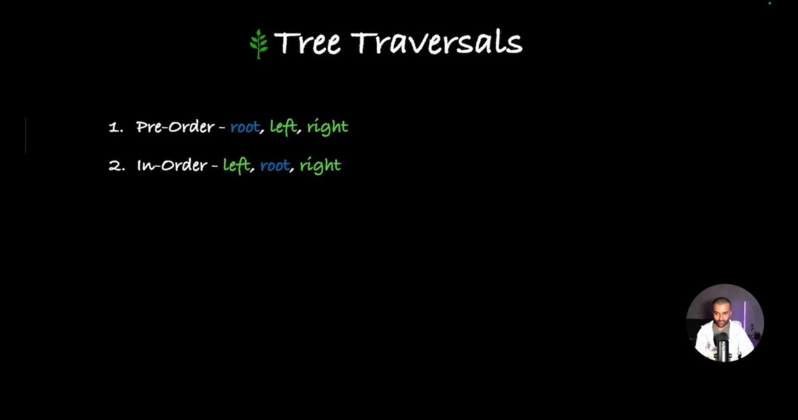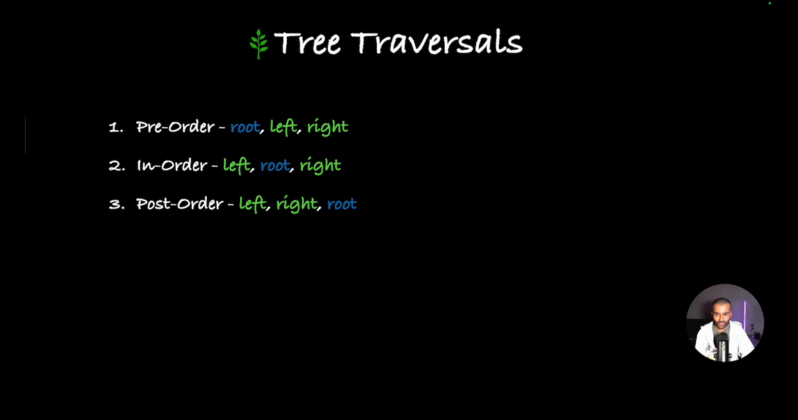So let's get started. First, we have preorder traversal. This is when the root comes first and then left and then right. And second, we've got inorder traversal where left comes first and then root and then right. And then finally, we've got the postorder where we have left, right, and root at the final. This is basically the 3 tree traversals that you need to understand.